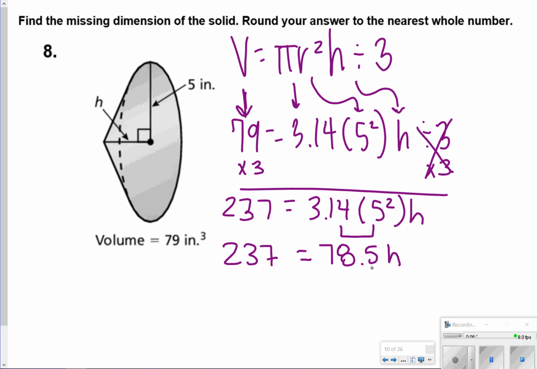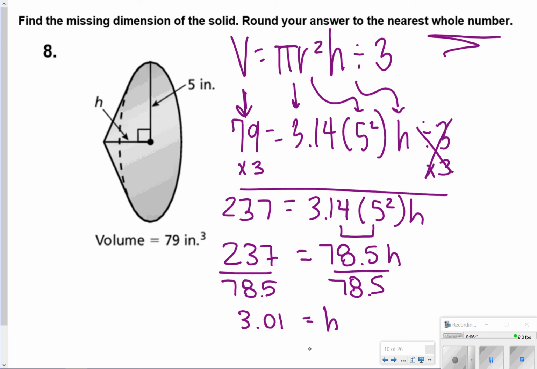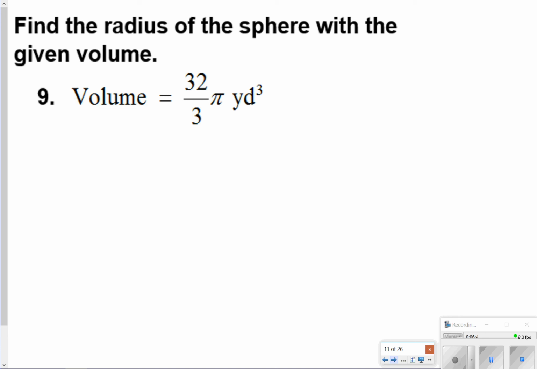And then last but not least, we're just going to divide both sides by 78.5. And we do get a decimal here. We get about 3.01. So since it says round to the nearest whole number, we're going to say height is about 3. Okay. We're going to go and flip the page and go ahead and talk about number 9.